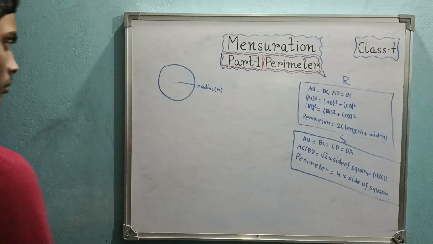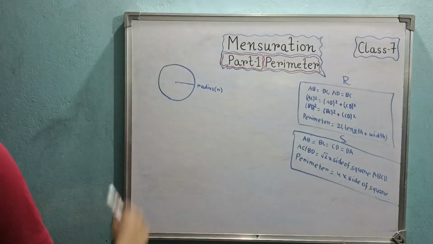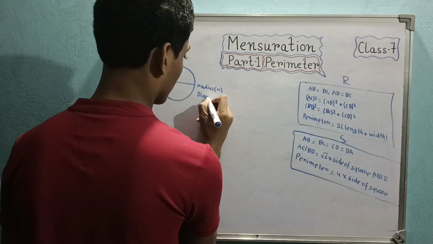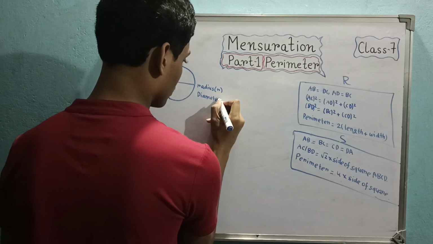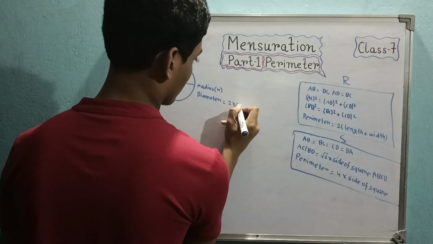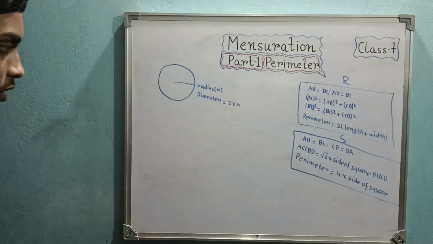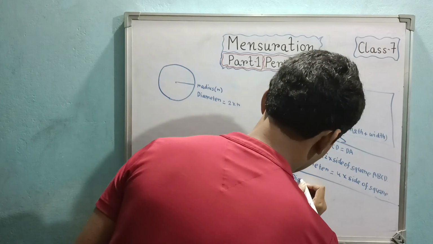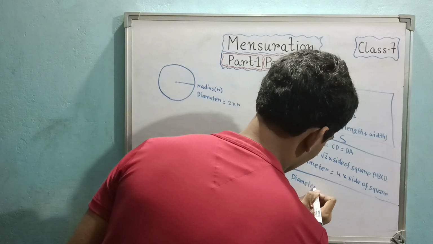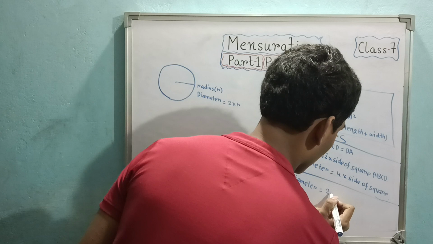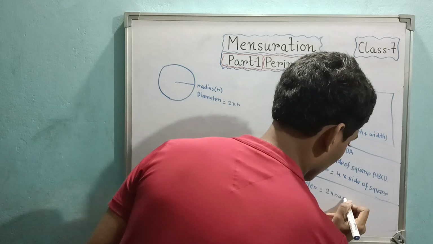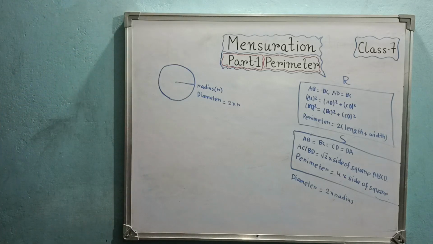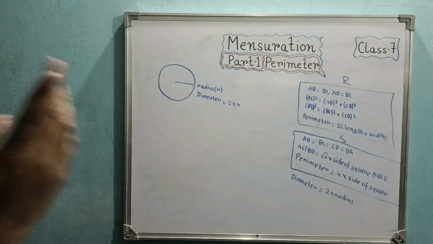And we also have, if the radius is r, the diameter equal to 2 into r. Okay, so let's note this down. And we also have some other things.